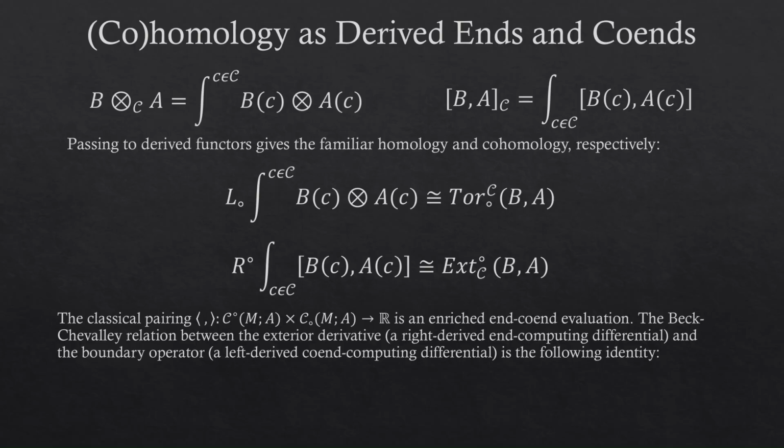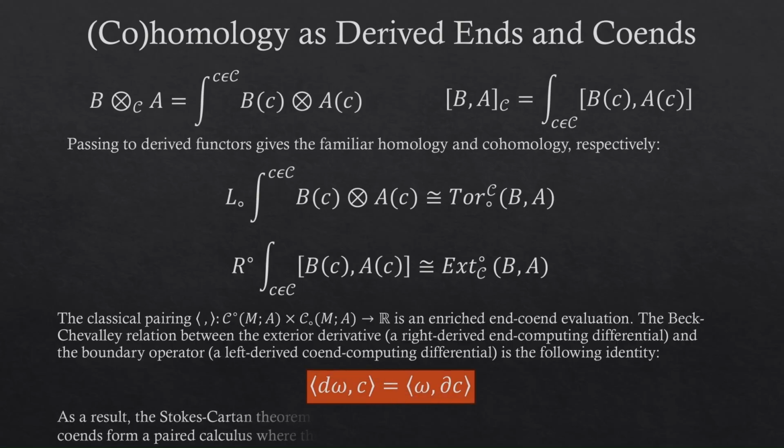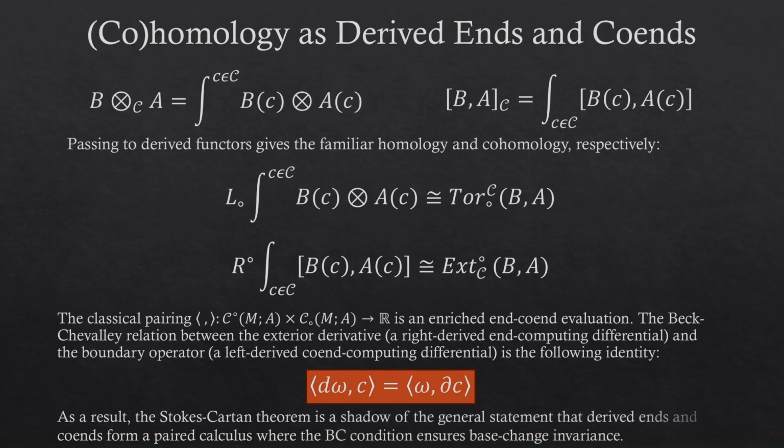And so the Beck-Chevalley relation between the exterior derivative, which is a right-derived end-computing differential, and the boundary operator, which is a left-derived coend computing differential, is the following identity. So this bracket in terms of the exterior derivative of omega in C equals the bracket with omega with the boundary of C. And so as a result, the Stokes-Cartan theorem is a shadow of the general statement that derived ends and coends form a paired calculus where the Beck-Chevalley condition ensures base change invariance.